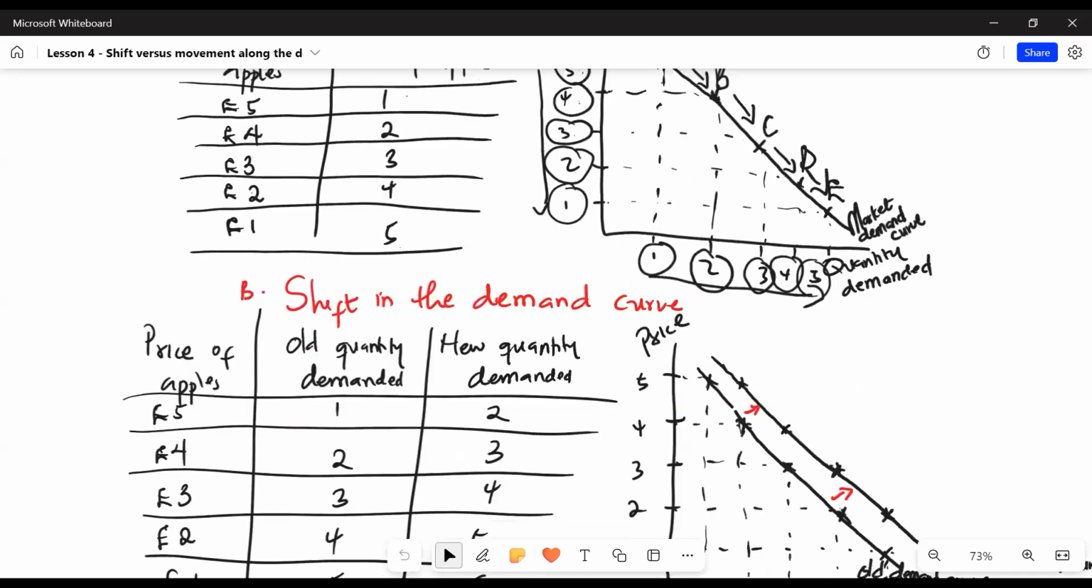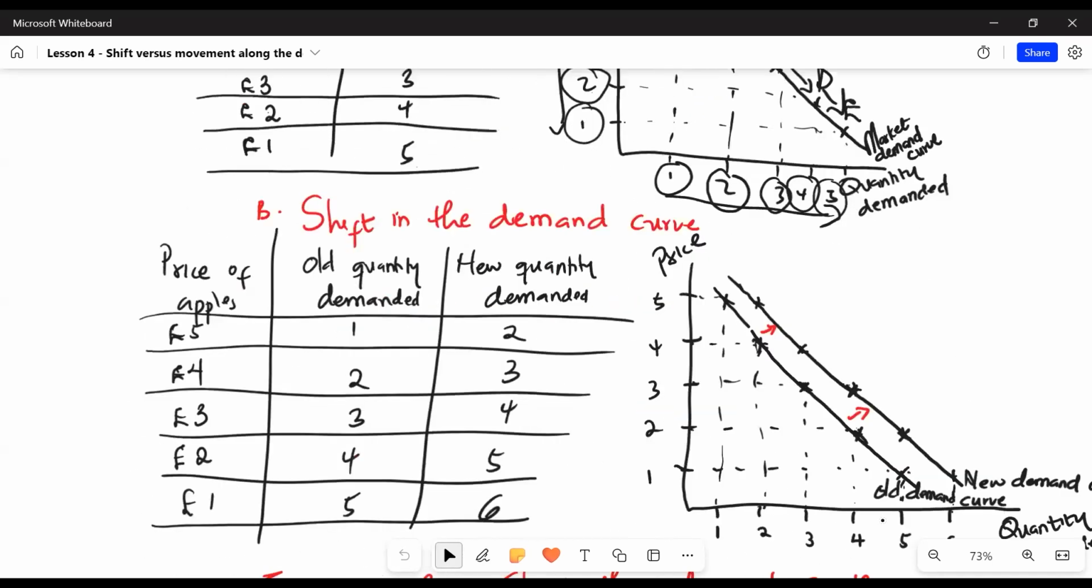Now let's consider what we mean by a shift in the demand curve. A shift in the demand curve is caused by changes in any other factor apart from the price of a good. So factors that can cause a shift in the demand curve include income, consumer preferences, consumer expectations, and changes in prices of related goods. All of these factors we discussed in detail in our previous lesson.